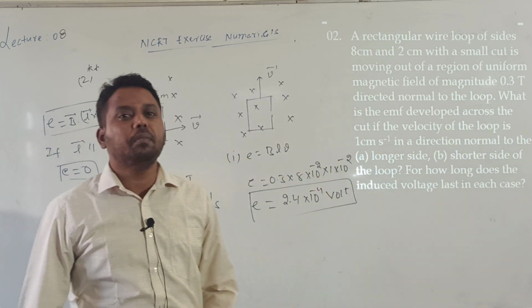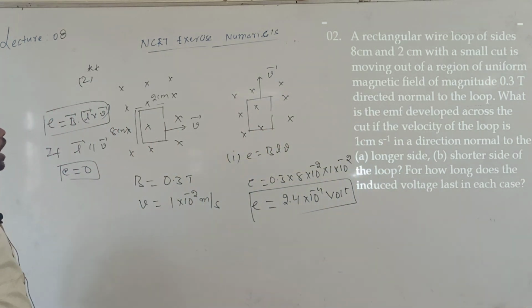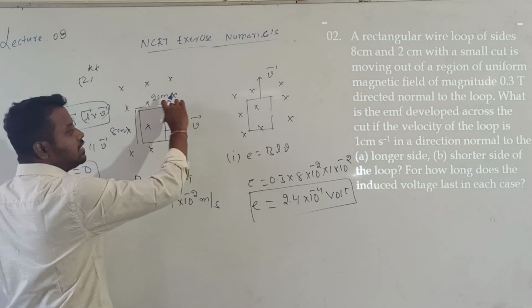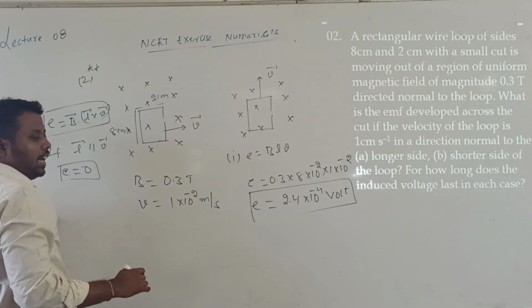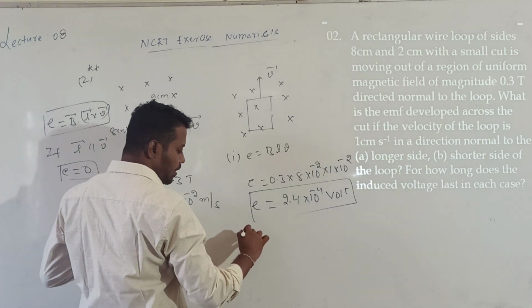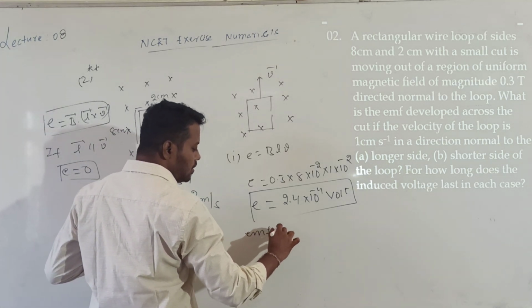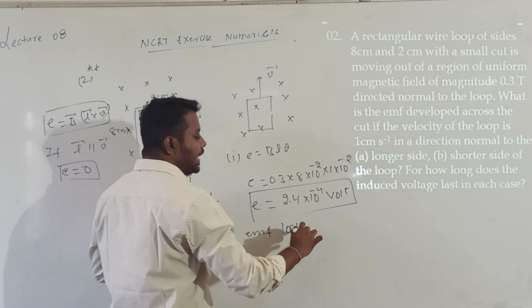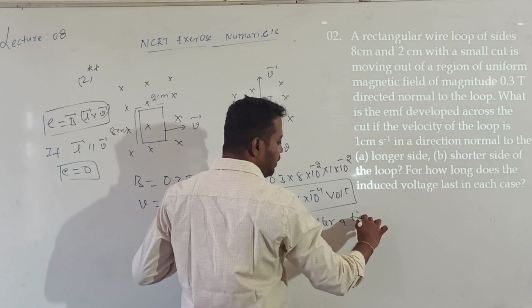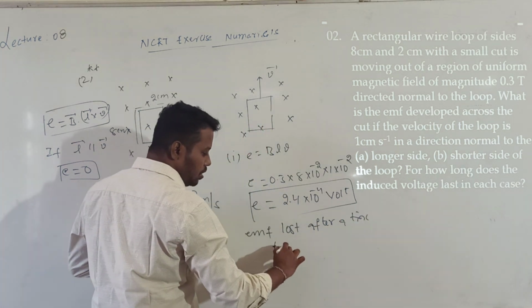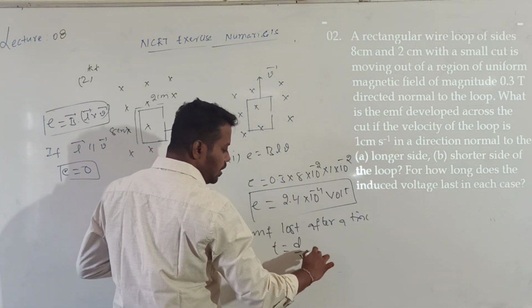Now this induced EMF will last for how much time? The magnetic field is not extended everywhere, so once the loop leaves it, the induced EMF will be lost. So after a time, what is the time value? Time is equal to distance by velocity.